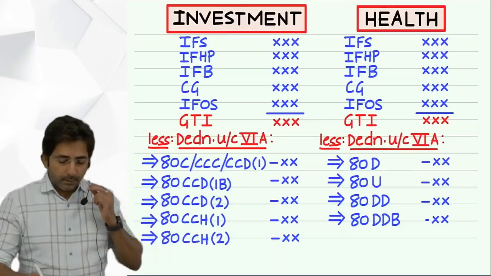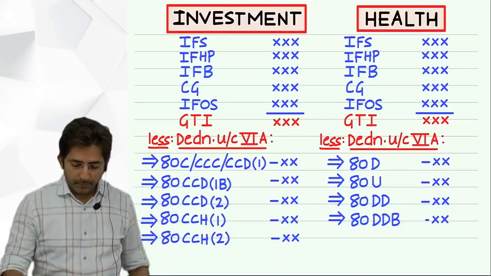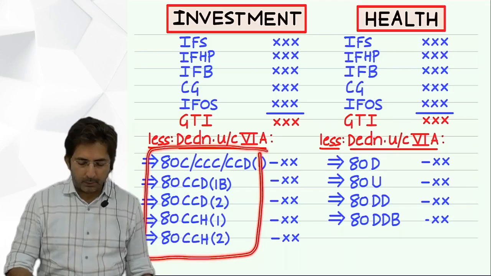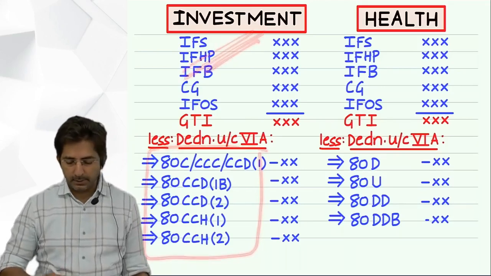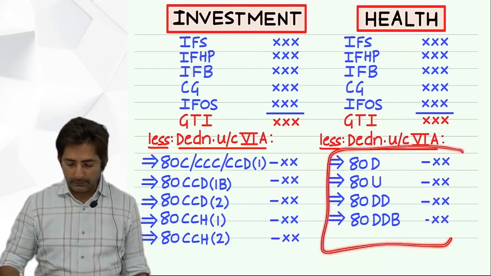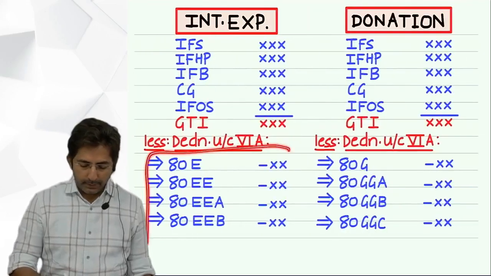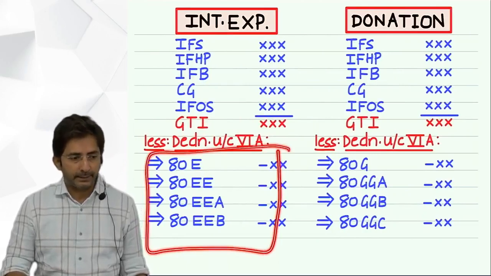Okay, see here. In chapter 6, till now which sections have we done? We have done all the sections starting with 80C, 80CCC, all the 80C-related sections. They are investment-related sections. Then we did 80D, the health-related section, and then even this is over. Interest expenditure related sections are all starting with the alphabet E.